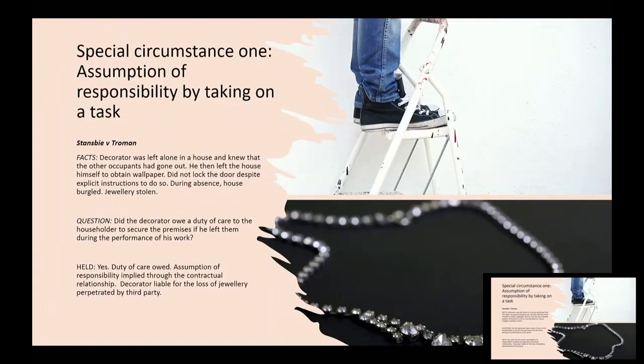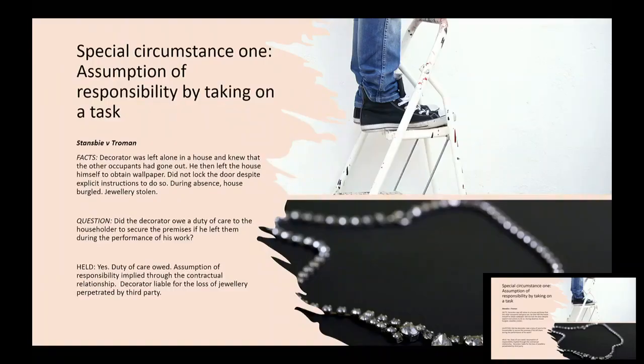And the owners of this house then claimed the loss of the property that had been stolen from the decorator. And the question then was, well, did this decorator owe a duty of care to the householder to secure the premises if he left them during the performance of his work? And it was held that, yes, he did. The contractual relationship that existed between the decorator and the householder was such that he was found to have assumed responsibility to leave the premises in a secure state.